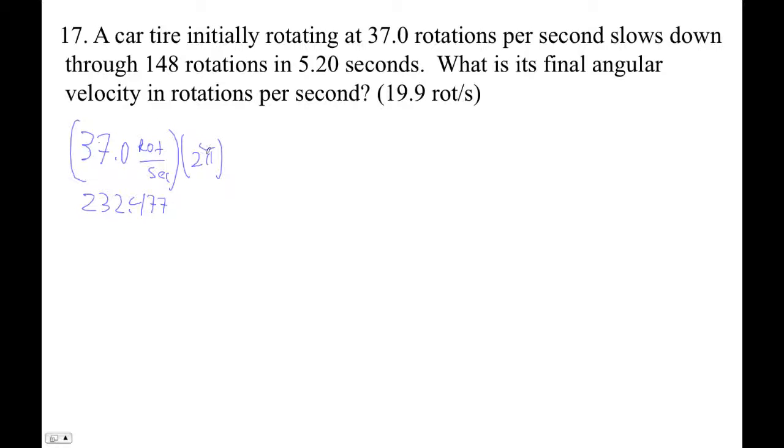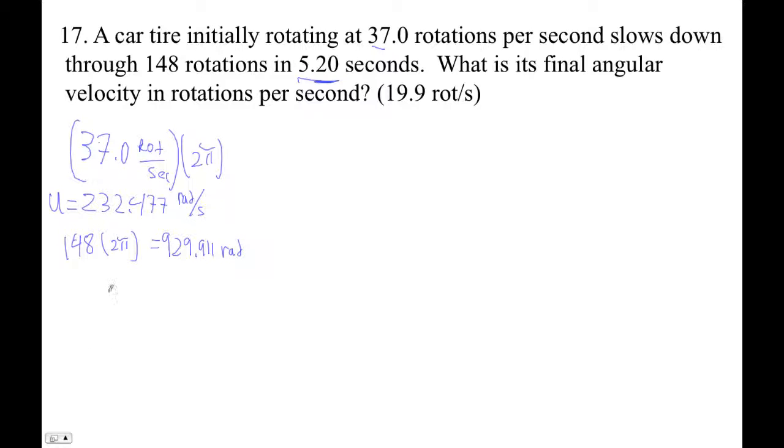Remember, every rotation is 2 pi radians, so that's an easy one. That's our initial velocity. And then our 148 rotations: if I multiply by 2 pi, I'll get the angle in radians. So 148 times 2 times pi. I'm going to store that in S, and that's 929.911. That's radians, and this is radians per second. Time in seconds is fine.